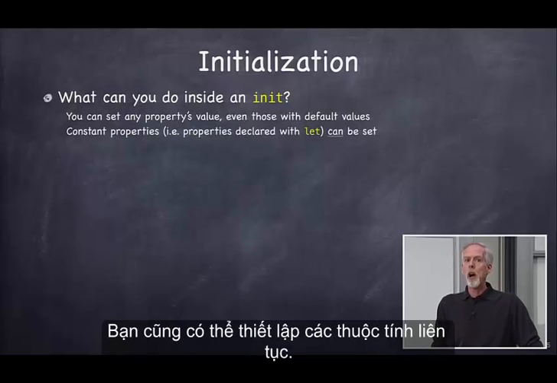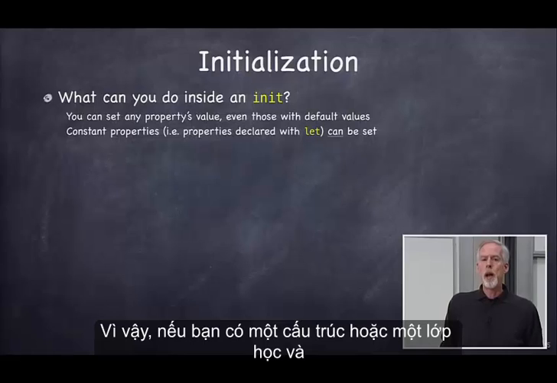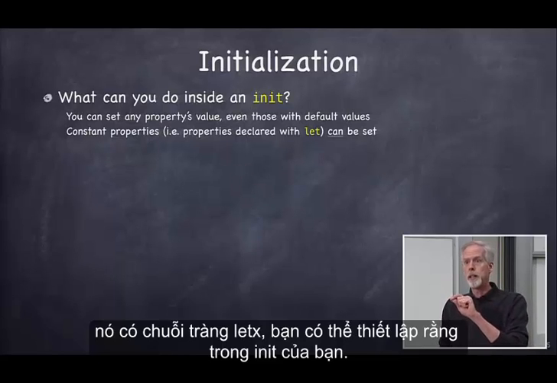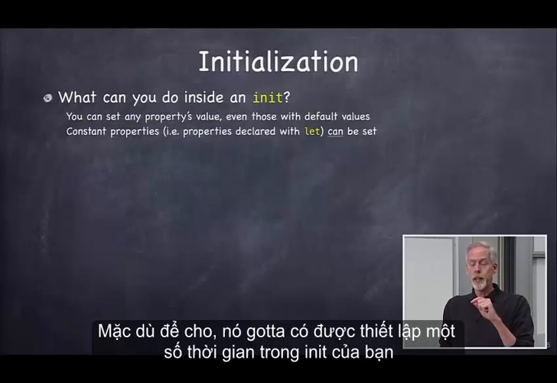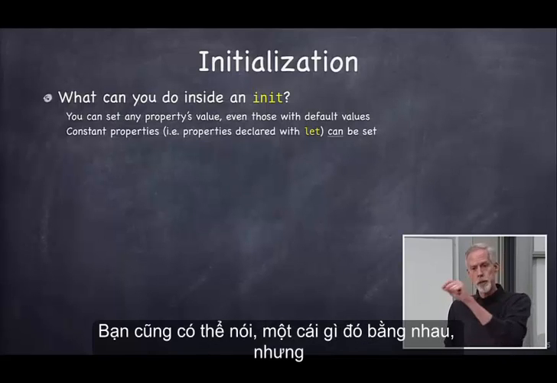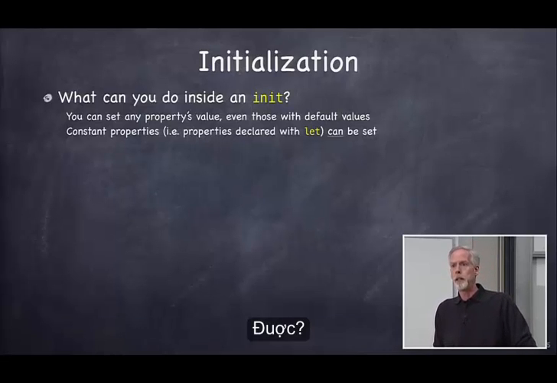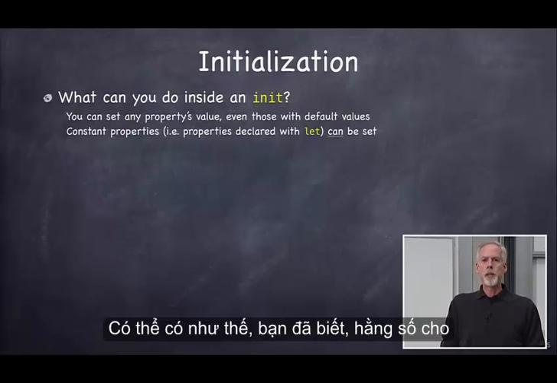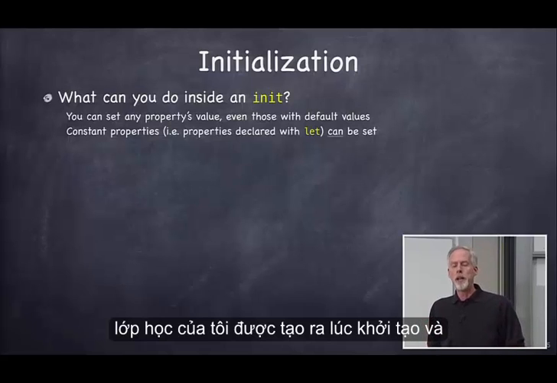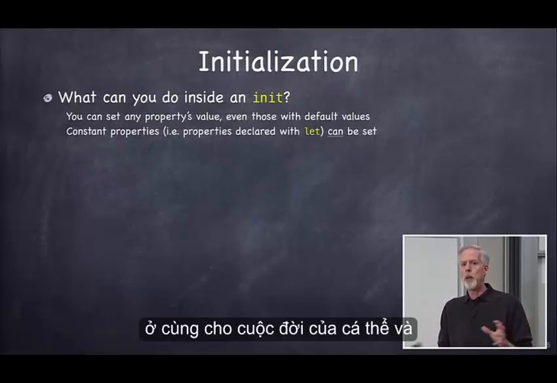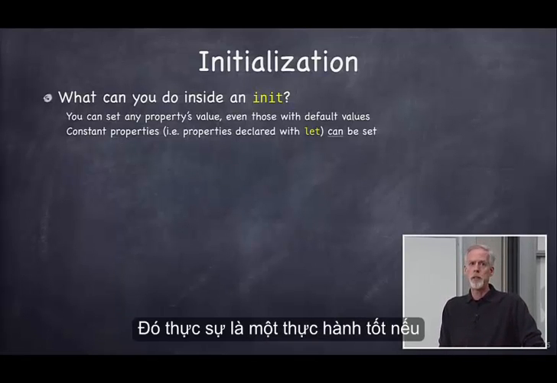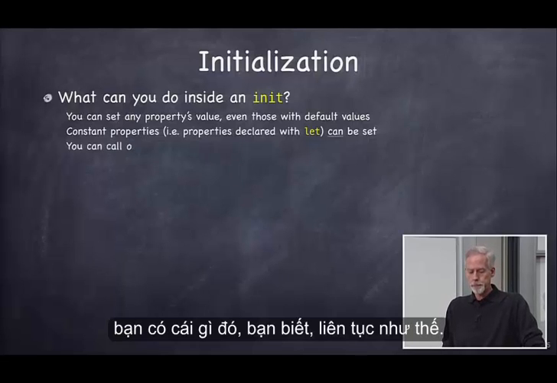You can also set constant properties. So if you have a struct or a class and it has let x colon String, you can set that in your init. Even though it's a let, it's got to get set sometime. In your init is when you can set it. You can also say equals something, but you could also set it in your init. People sometimes don't realize, oh, I can have lets in my class. I can have constants for my class that are created at initialization and stay the same for the whole lifetime of my instance, and absolutely you can. And you initialize them in your init. That's actually good practice if you have something that's constant like that.